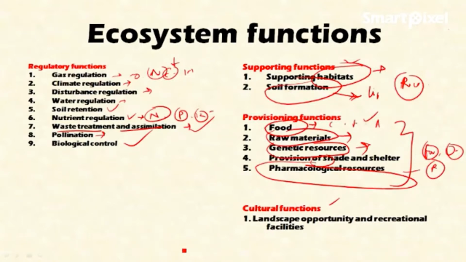And the next important function is cultural functions. It provides recreation facilities. For example, we set up wildlife sanctuaries, national parks, and biosphere reserves for providing recreation as well as scientific research for the community. And it also provides landscape opportunities. These are all the broad functions performed by the ecosystem.